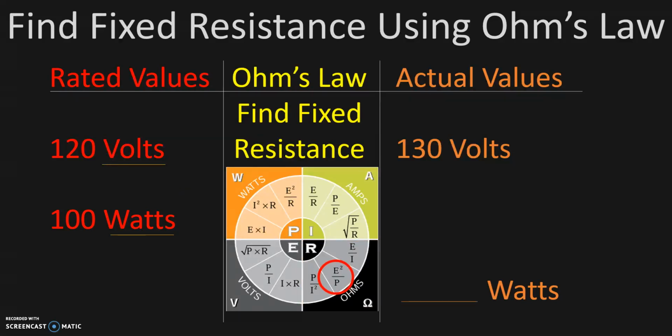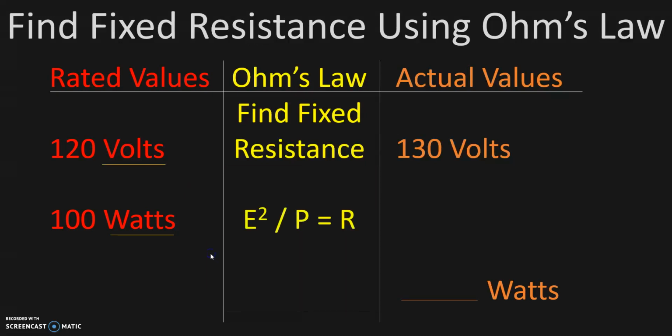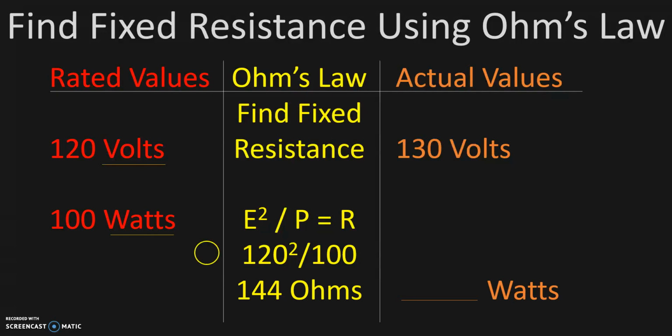So we're looking for R. We know E, we know P, so we have to use E squared divided by P. We fill in the values, that would be 120 squared divided by 100, or to go ahead and solve that, 144 ohms. Okay, so what that's telling us is this device that's rated 120 volts, 100 watts, has a resistance of 144 ohms. Like I said, that's the only value that's allowed to cross from the rated value side to the actual value side.